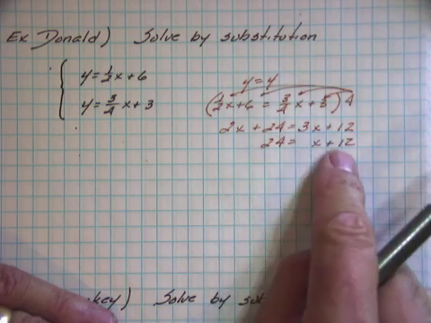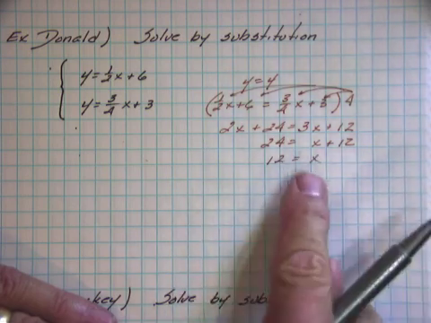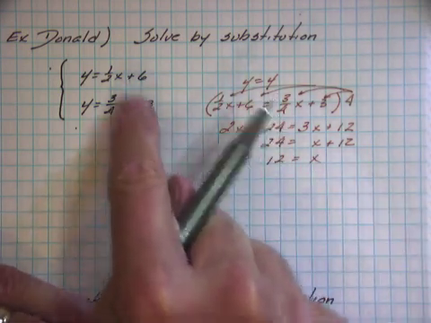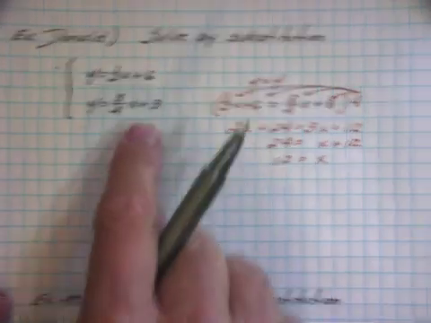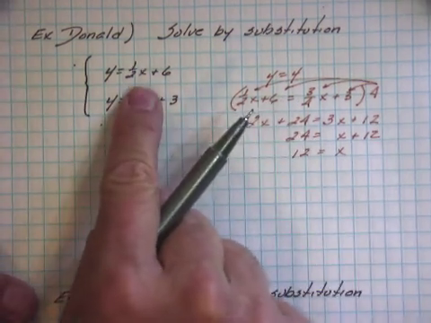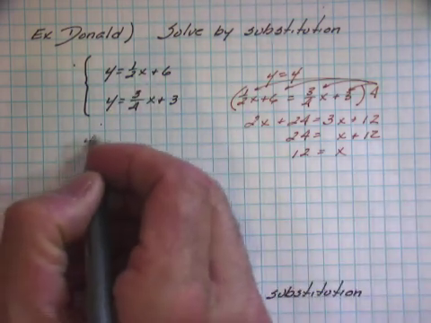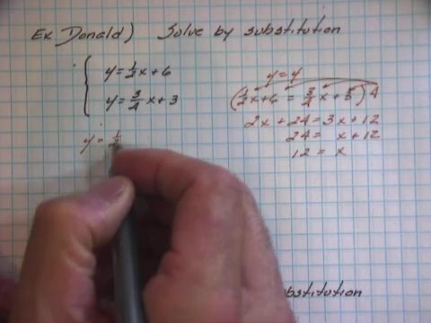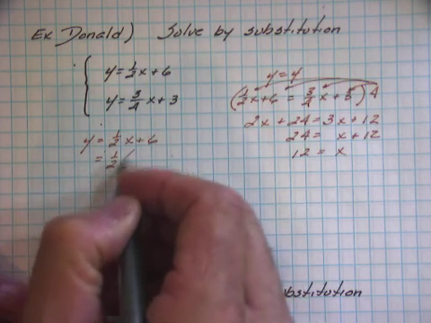Let's go ahead and take 2x away from both sides, so 24 equals x plus 12. Subtract 12 from both sides, and you now have a value for x. And it doesn't matter which one of these two you plug it into. Just pick the one you think the arithmetic is easiest. I would pick the first one, but that's just me. Maybe you'd pick the second one. You'd get the same answer.